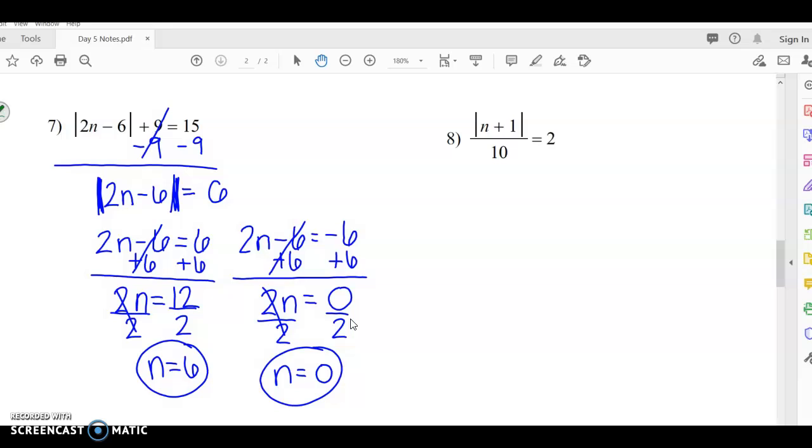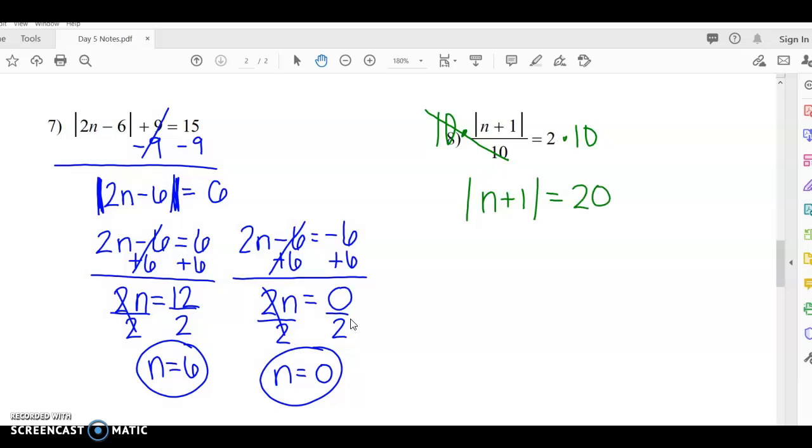Same thing on number 8. Our absolute value is not alone, right? It is not alone because it's being divided by 10. So to get rid of that divide by 10, I would multiply both sides by 10. So then the multiply by 10 cancels out the divide by 10. I have the absolute value of n plus 1 equals 10 times 2 is 20.